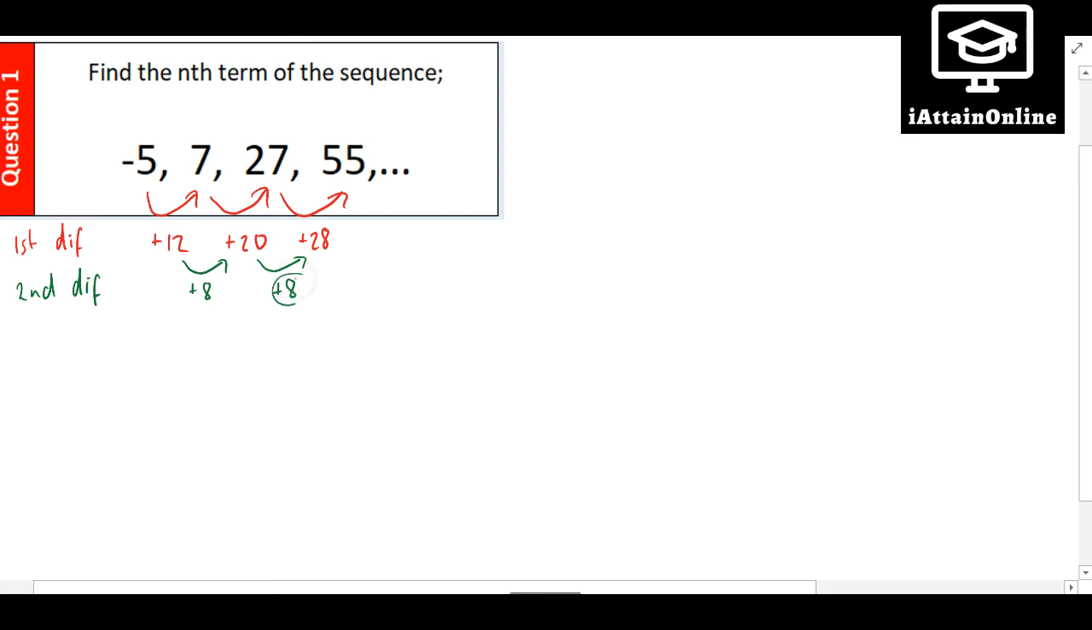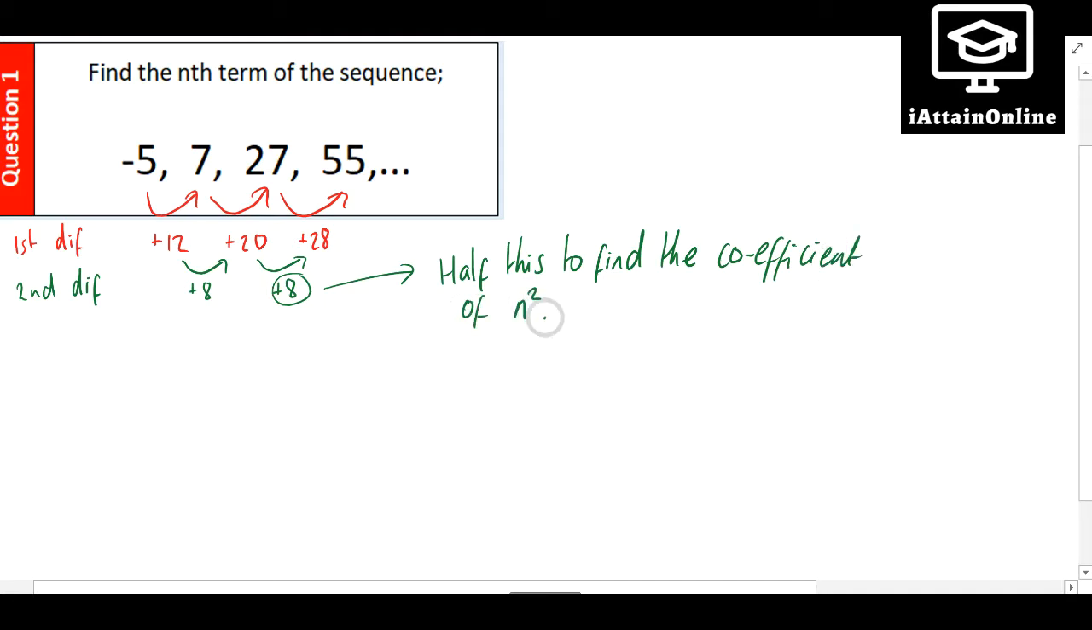Okay, now whatever this number is, you're going to half this to find the coefficient of the n squared. So because the second difference is the same, it's 8 in this case, this tells me my sequence is going to be related to 4n squared.